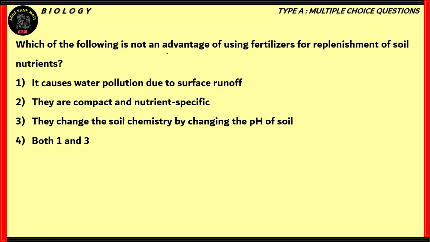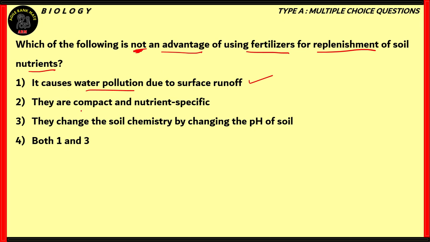Let's look at the next question. Which of the following is not an advantage of using fertilizers for replenishment of soil nutrients? Option 1 says it causes water pollution due to surface runoff. Of course, the statement is true.